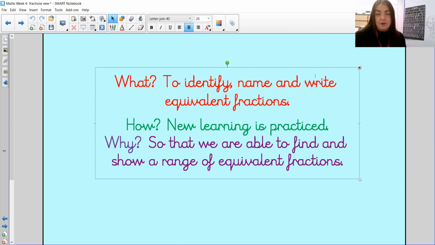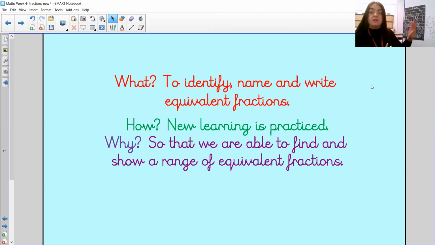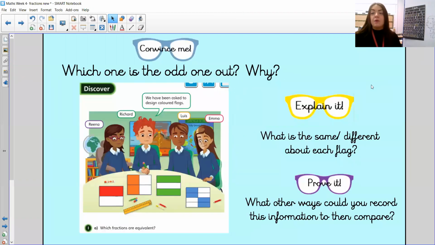We're not necessarily going to be just writing them today. We're going to be focusing on using our fraction walls to actually show them. Okay, new learning is practice because we've just started this learning. And why? So that we're able to find and show a range of equivalent fractions. So let's have a look at this one first then.